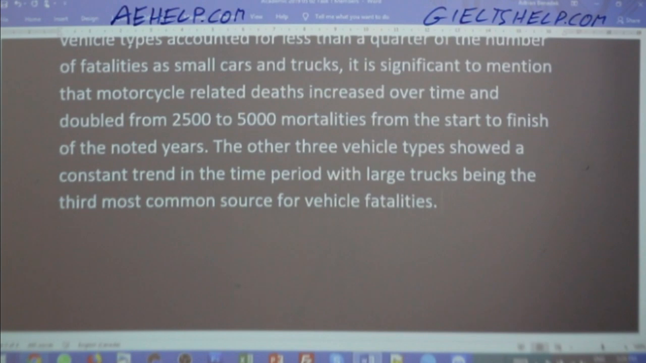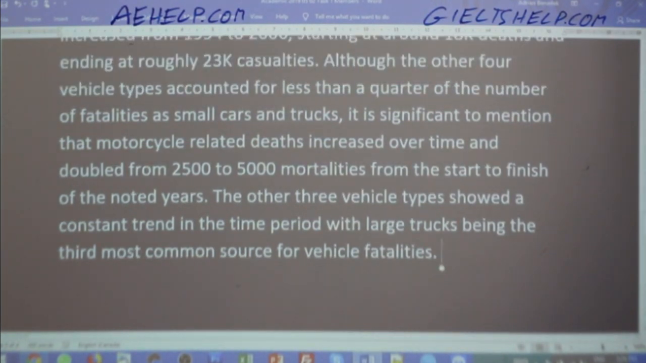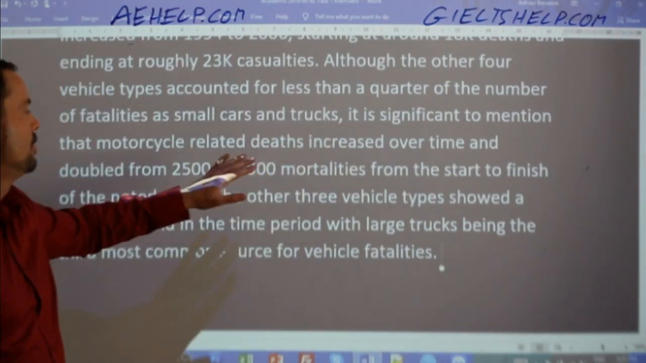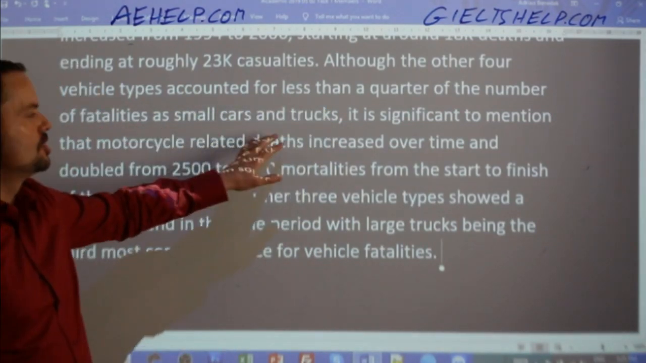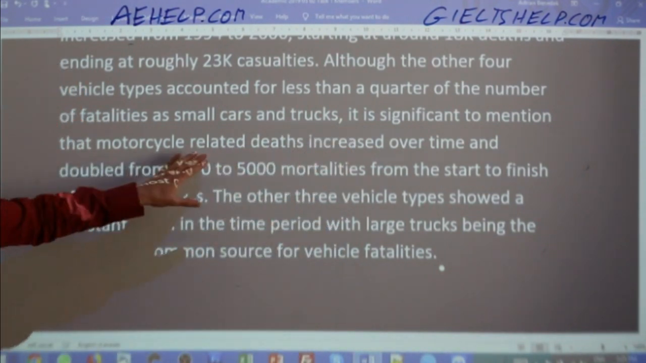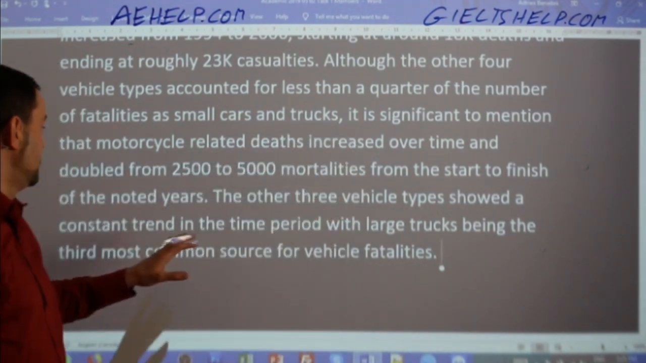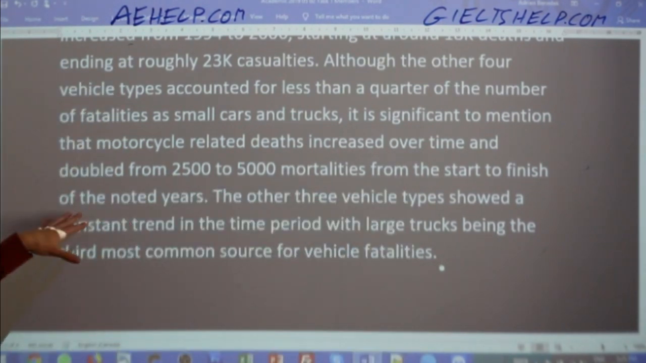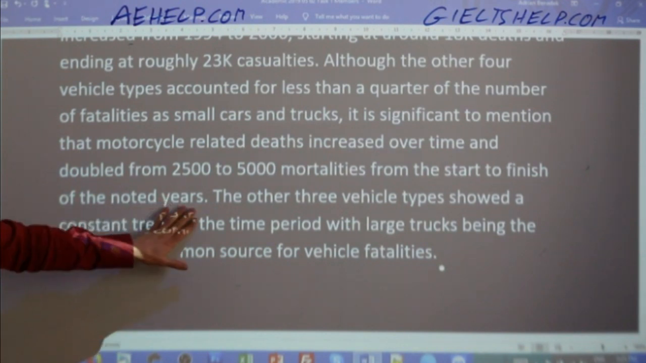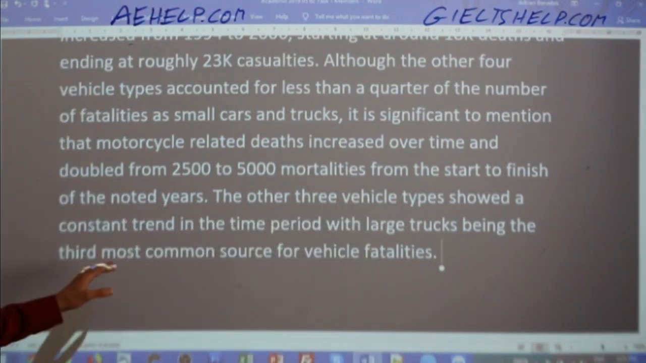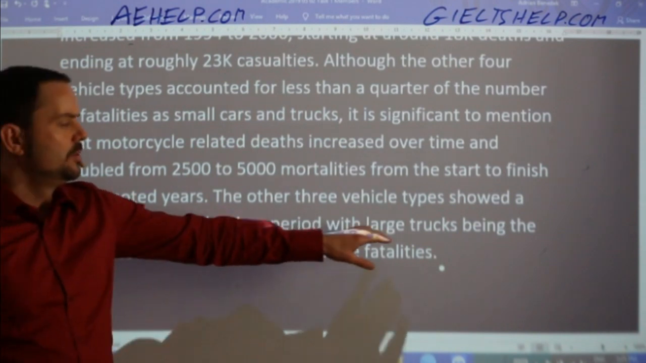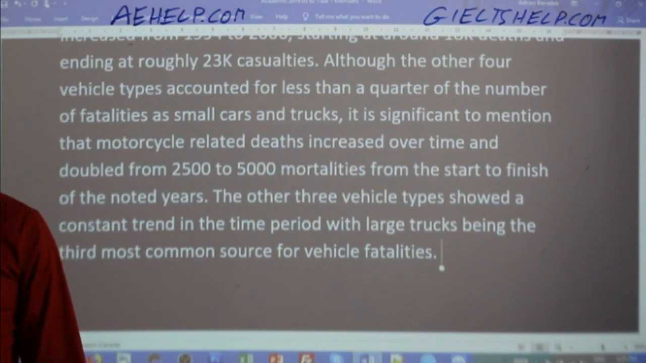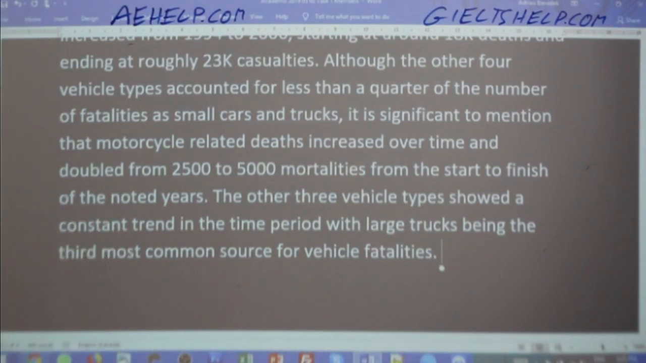All right. So here's my sentence here. Although the other 4 vehicle types accounted for less than a quarter of the number of fatalities as small cars and trucks, it is significant to mention that motorcycle-related deaths increased over time and doubled from 2,500 to 5,000 mortalities from the start to finish of the noted years. The other 3 vehicle types showed a constant trend in the time period, with large trucks being the 3rd most common source of vehicle fatalities. So that finishes off my essay.